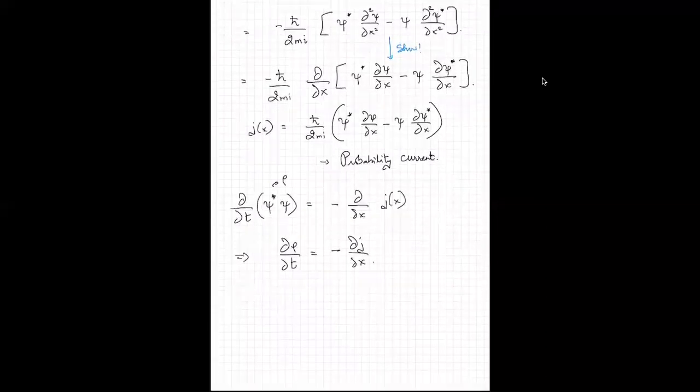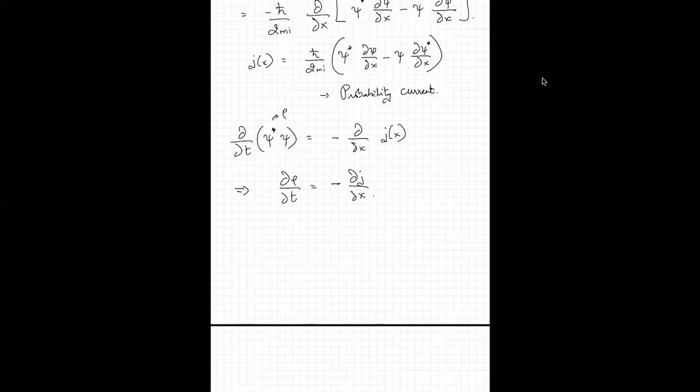Now, if I want to write this as a proper vectorial quantity, I should understand how this equation would look in 3 dimensions. In 3 dimensions, the right-hand side looks exactly the same because the definition of rho does not change, but the definition of j would simply be h bar over 2mi psi star. Now, instead of just differentiating with respect to x, I should have differentiation with respect to x, y, and z. The natural extension of this is the del operator. So this is del psi minus psi del psi star.